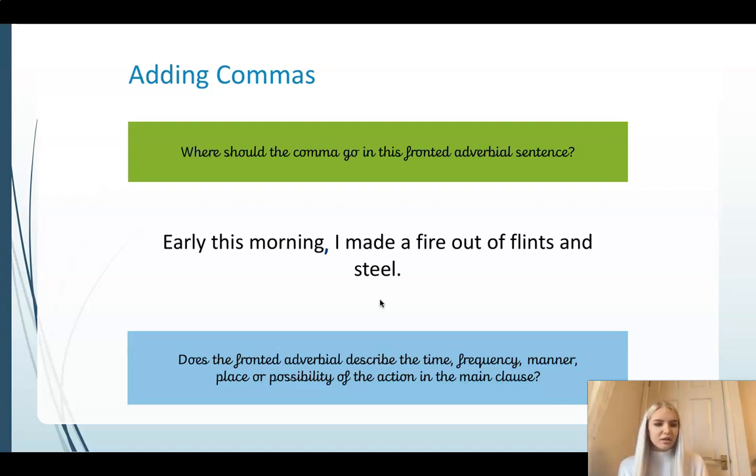Now, can you also see that this sentence here, I made a fire out of flints and steel, is a main clause? It makes sense on its own, and we don't need any other information to that sentence for it to make sense, but we can add the fronted adverbial early this morning to make it a bit more detailed. And we know that because it's describing when, early this morning, it's describing the time.